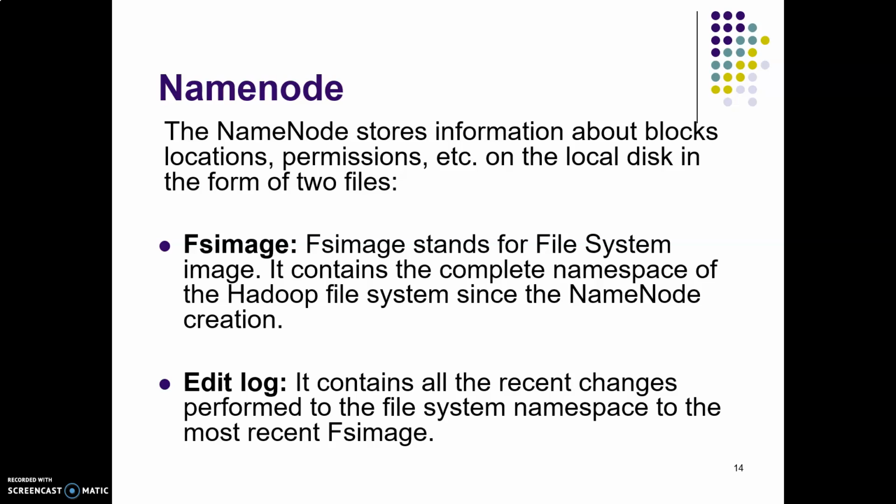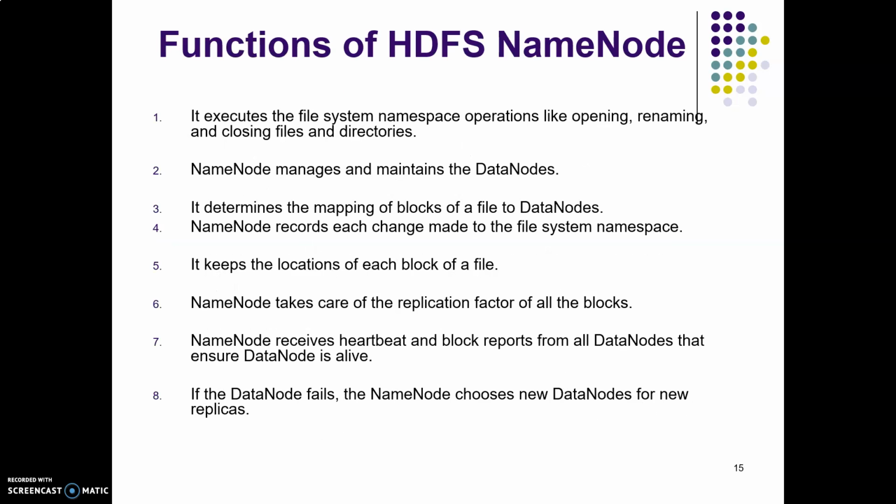The name node stores information about blocks, locations, permissions for the particular blocks, etc. on the local disk in the form of two files. One is FSImage, which stands for file system image. It contains the complete namespace of the Hadoop file system since the name node creation. So it contains the information about the complete blocks of the data when it was created. Edit log contains all the recent changes performed to the file system namespace relative to the most recent FSImage.